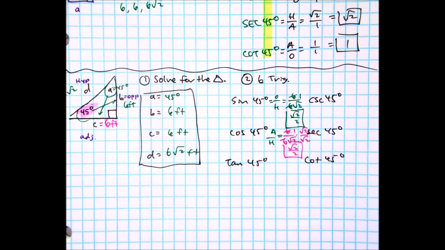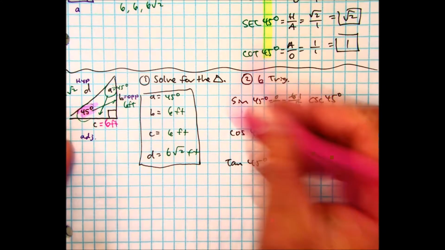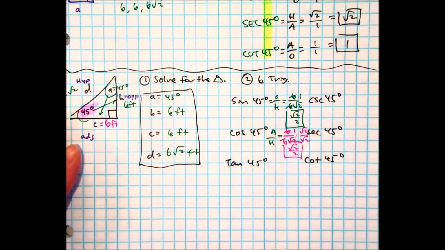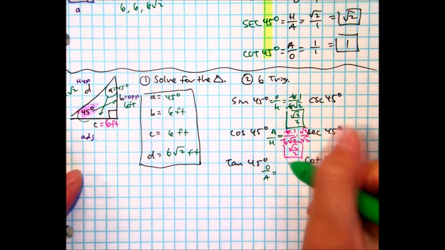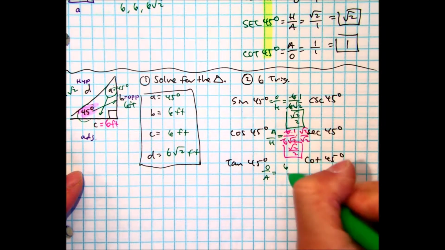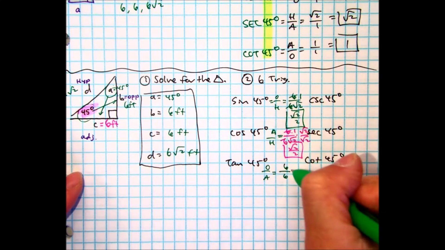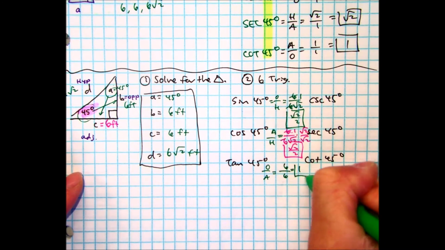Tangent. Hannah? Yeah, which two sides? Opposite over adjacent. And what are our lengths? 6 over 6, which equals 1. Raise your hand if you got that.